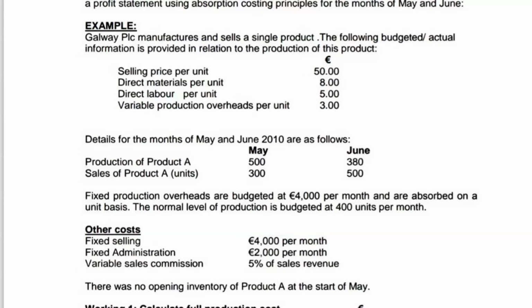Then we'll be transitioning, where we'll have to look at the other topic, like overhead costing. We'll have to look at that.